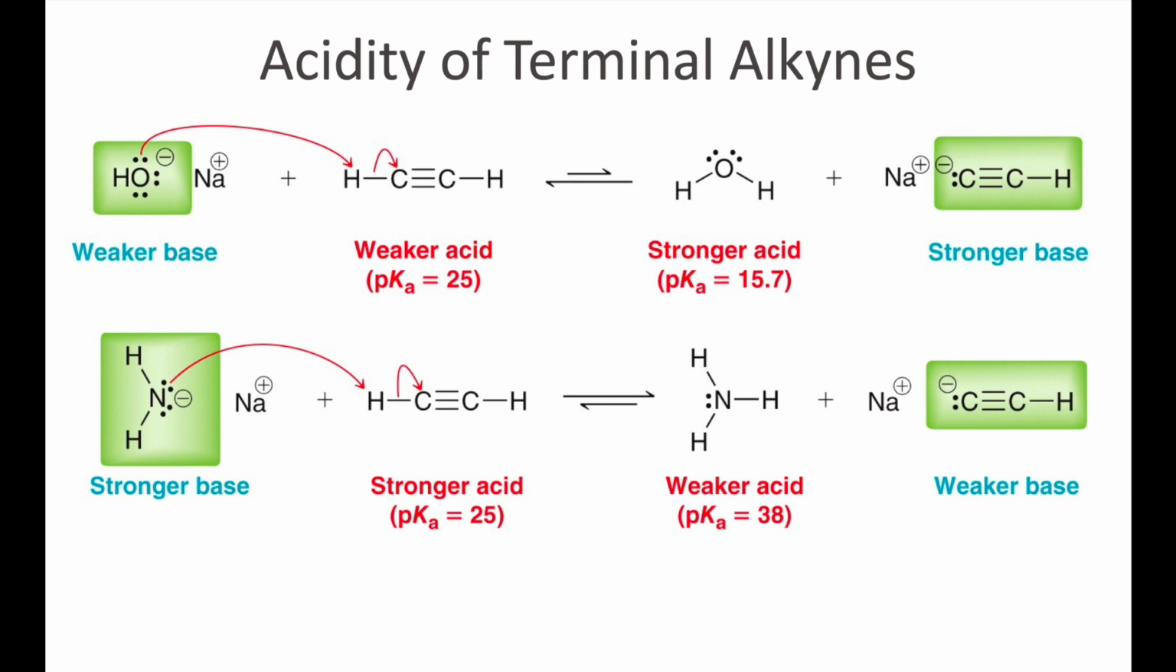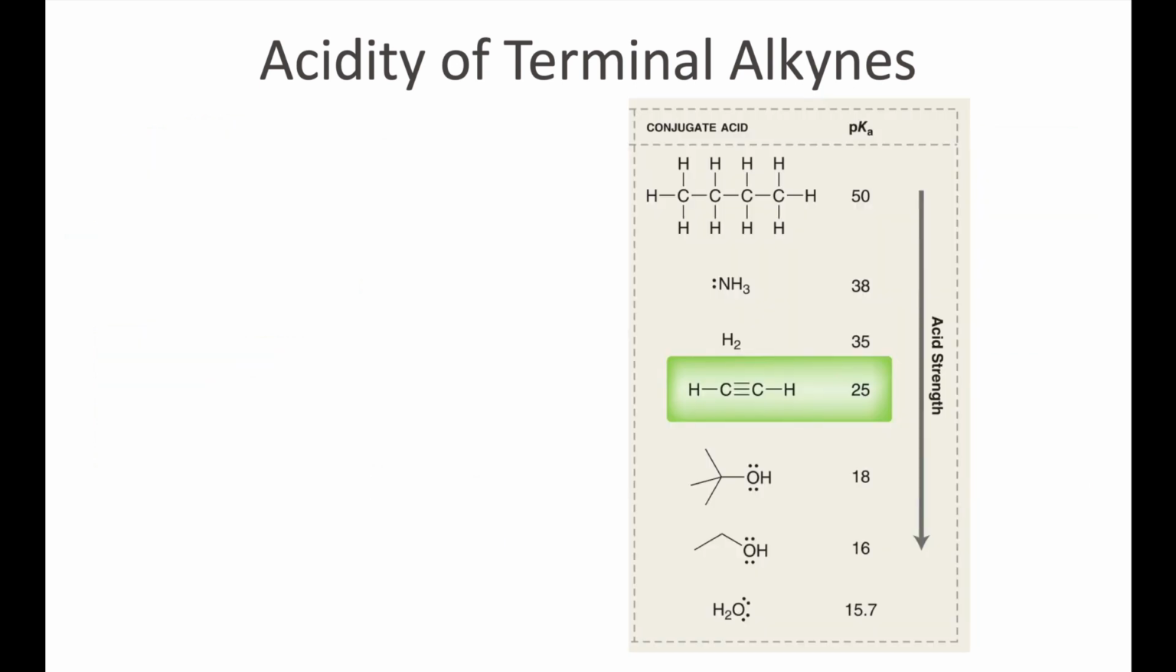So sodium amide will generate a conjugate acid with a pKa of 38, making it a weaker acid than acetylene. Because of this, the product side is heavily favored, driving this reaction to completion. So those are two examples of what bases can and cannot deprotonate an acetylene. Remember, you need a conjugate base of an acid that is weaker than acetylene, right?